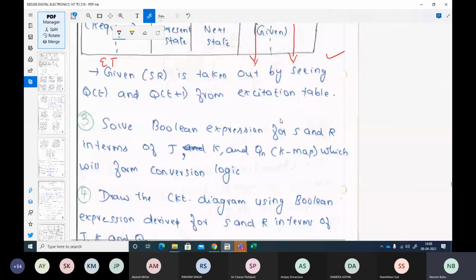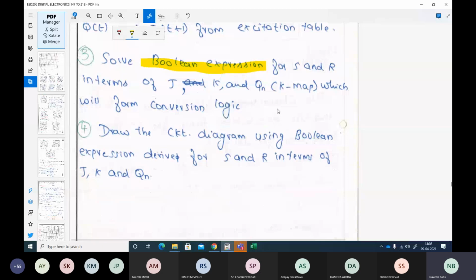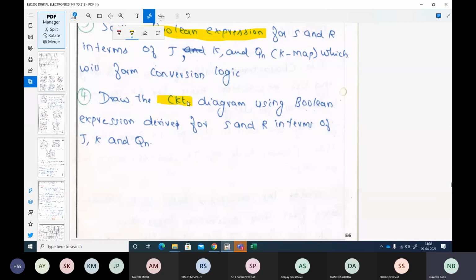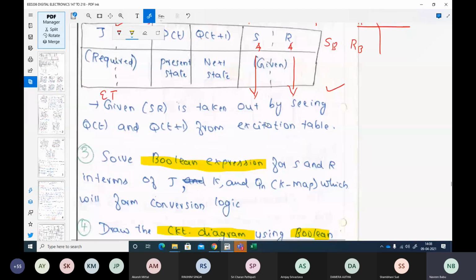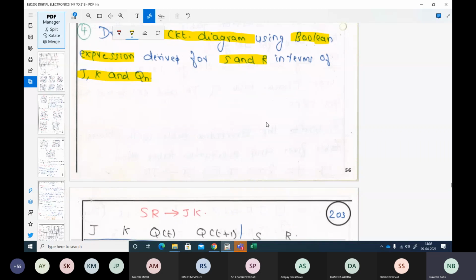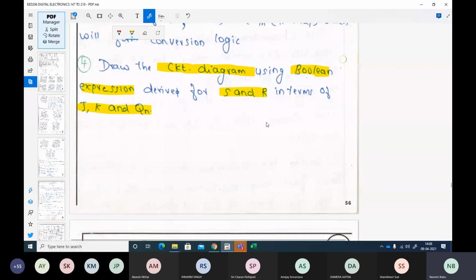And once you write the Boolean expressions, you will map them into a circuit diagram. So finally, as a last step, you will draw the circuit diagram using the Boolean expressions that you have derived for S and R in terms of J, K, and your excitation state. Okay. Now, I have explained the steps. Now let us do a practical example, then you will understand.